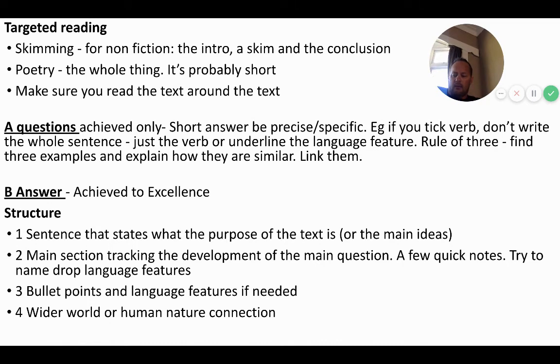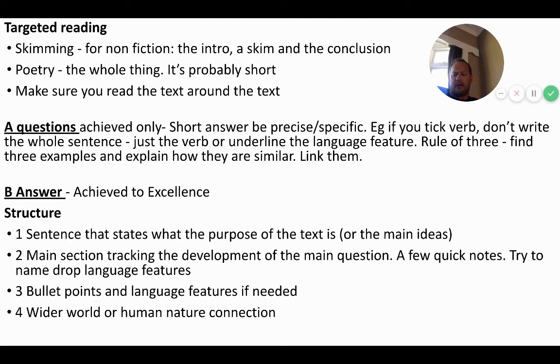And for the B answers, you can gain your achieved here, you can gain a merit, and you can gain an excellence. So the advice, especially if you're running a bit short of time, is to just answer the B answer for each question, because you can gain your achieved there, but you can also do a bit better. You can get your merit, you can get your excellence.